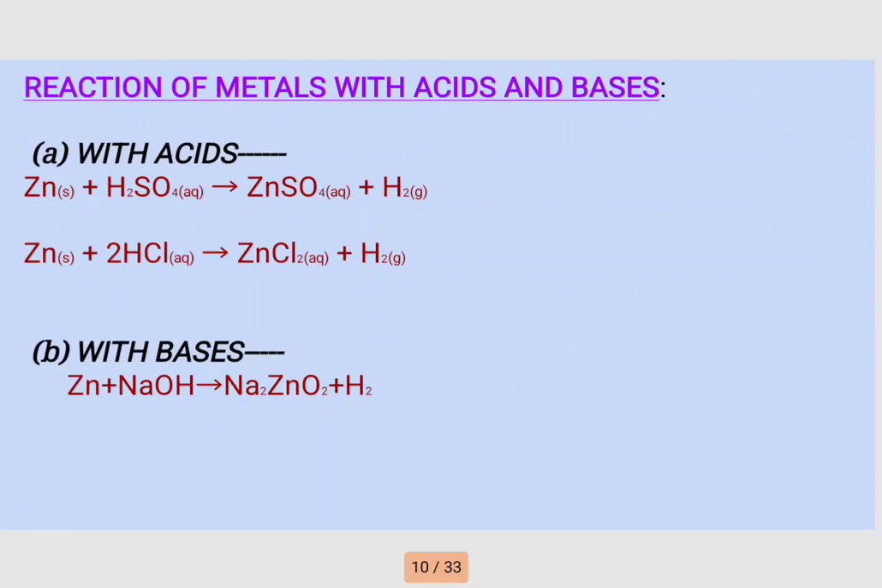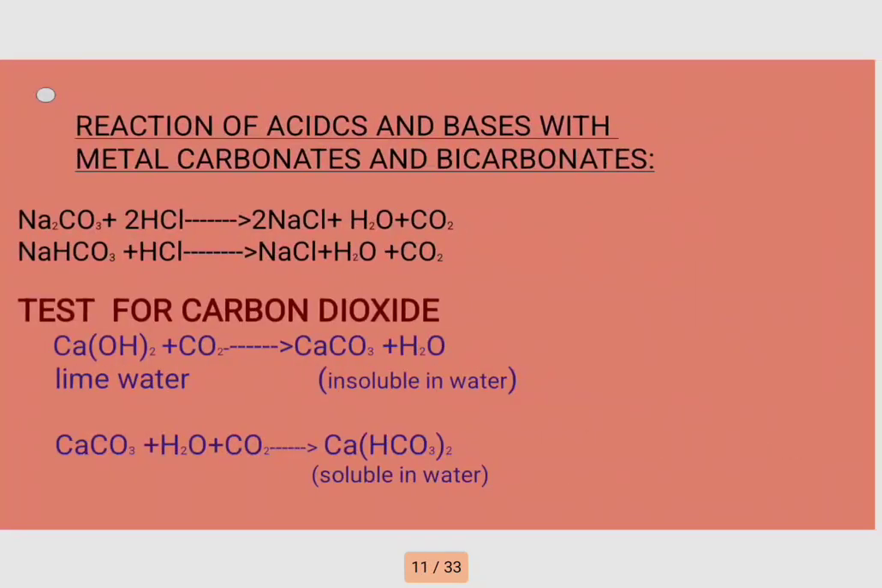These are the metals that react with acids. Zinc plus H2SO4 gives ZnSO4 plus H2. Zinc plus HCl gives ZnCl2 plus H2. With a base, zinc plus NaOH gives Na2ZnO2 plus H2. Okay, this is very useful in exams.